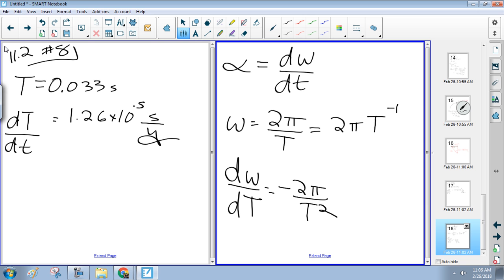All right, here's the trick then. What I need to do is come up with a way to rewrite this in terms of period. So d omega dt is the same as d omega d capital T times d capital T d little t.